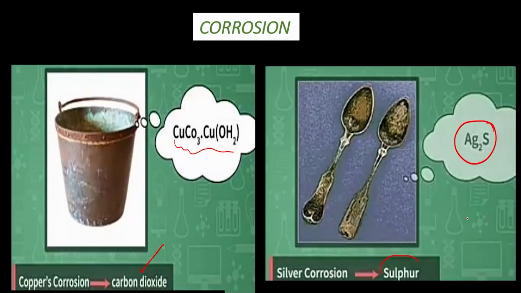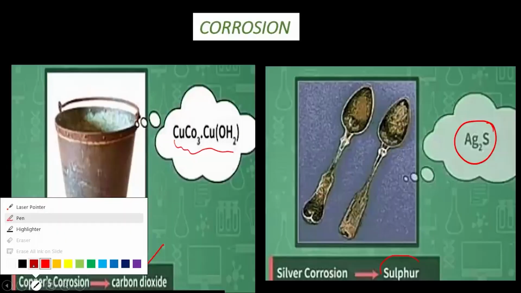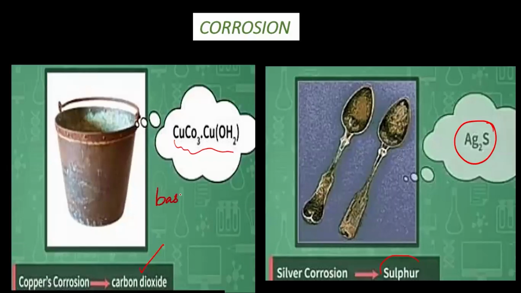So what is happening here? Corrosion. This is copper corrosion. Copper's corrosion is due to carbon dioxide, and you will be getting what? Basic copper carbonate. This is the formula of this green coating. Green color coating on copper articles due to the carbon dioxide. And this is silver articles. Silver corrosion is due to what? Sulfur present. Sulfur. And what is the product forming? Silver sulfide.